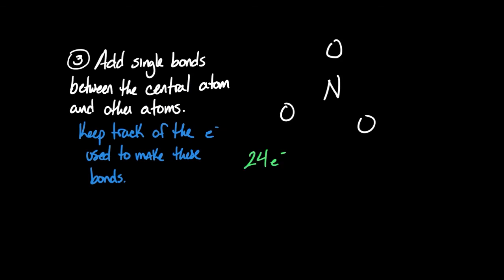We're going to start distributing these electrons by single bonding the nitrogen to each oxygen. And again, we want to keep track of the electrons that we're using. Each of those bonds uses 2 electrons, and we formed 3 single bonds. That means we've used a total of 6 electrons, and we have 18 electrons remaining to place in our structure.